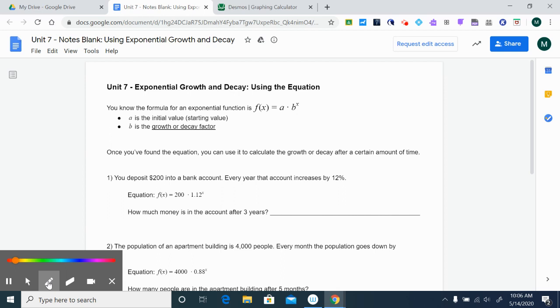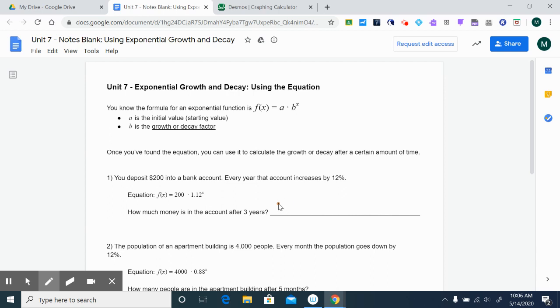So here we go. If we deposit $200 into a bank account and every year it increases by 12%, here's our initial value. Since it increases, we would do 1 plus that 12%, which looks like 1.12. So then how much money is in the account after 3 years? Your variable is always your time in whatever it's being measured in. In this case, it's years.